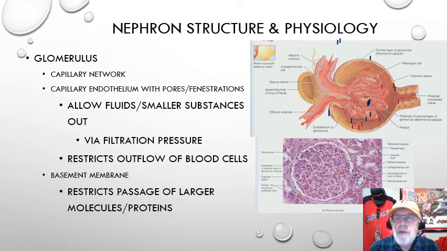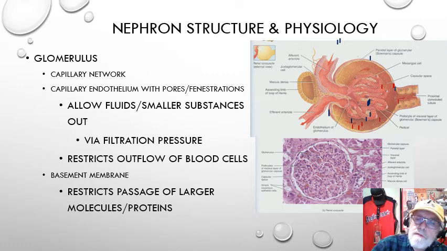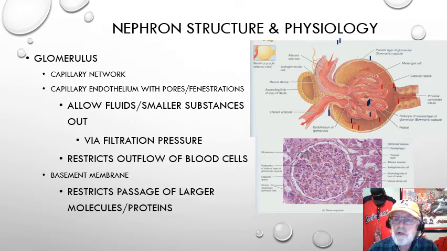And again, this basement membrane around the area of the glomerular capillaries is a little membrane that also restricts the larger proteins, as well as cells, from getting into the urine filtrate. It would be abnormal to see cells in the urine unless they actually come from inside the urinary tract.